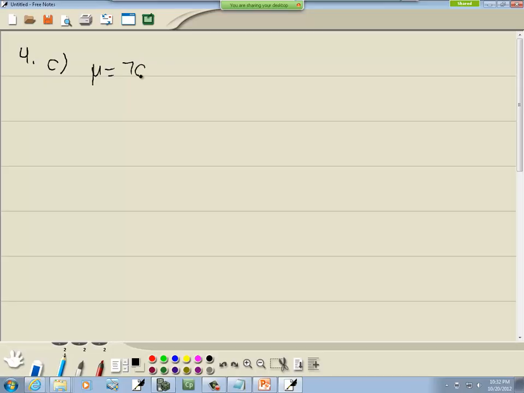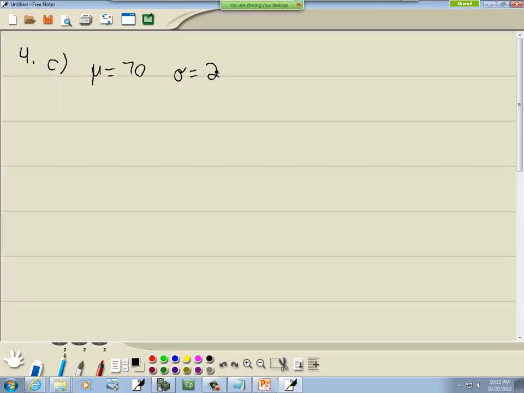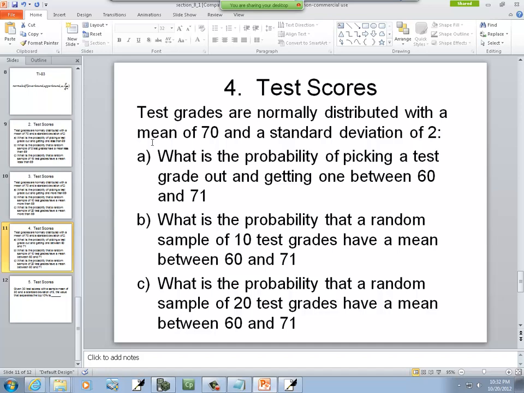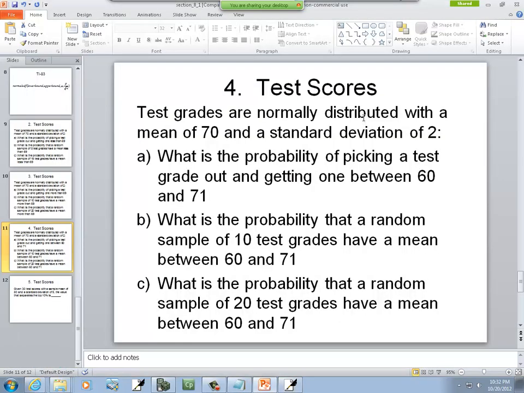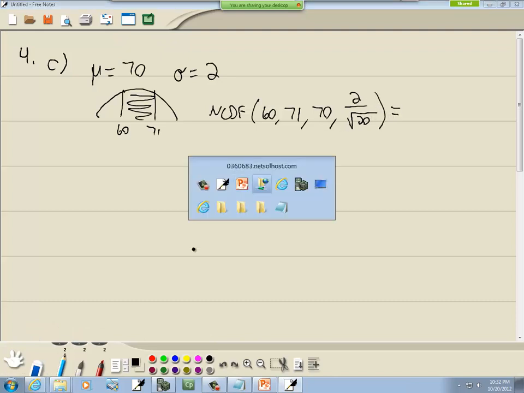Let's see, mean is 70, sigma is 2. And part C: what is the probability a random sample of 20 test grades has a mean between 60 and 71? So I got 60 here and 71 here. And I'll do my normal CDF. My lower bound, which is 60, upper bound, which is 71, our mean, which is 70, and then our standard deviation divided by the square root of n. And we got 20 test grades, so I put 20 in there. Let's see what that gives us.